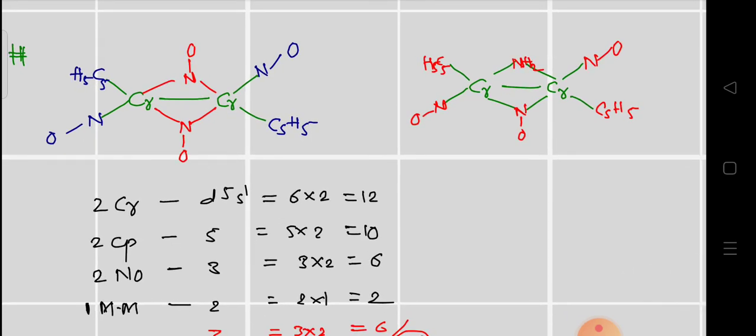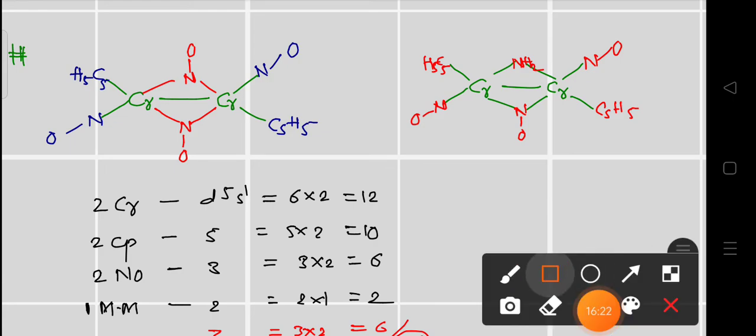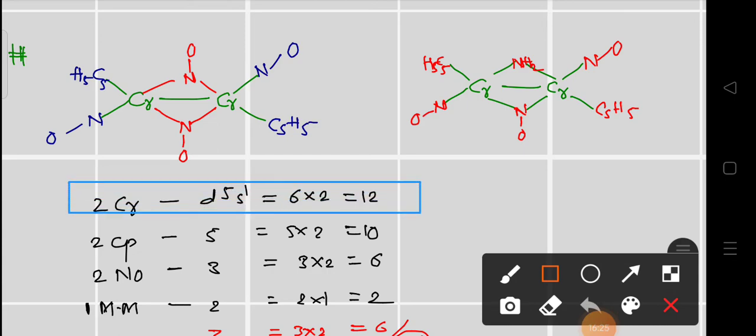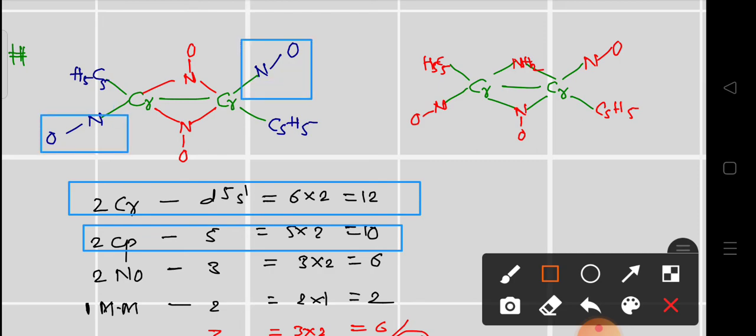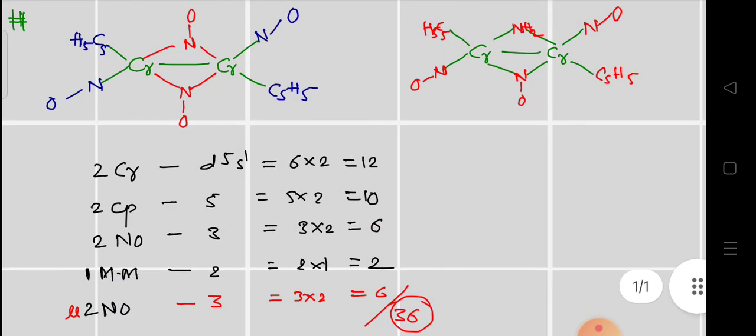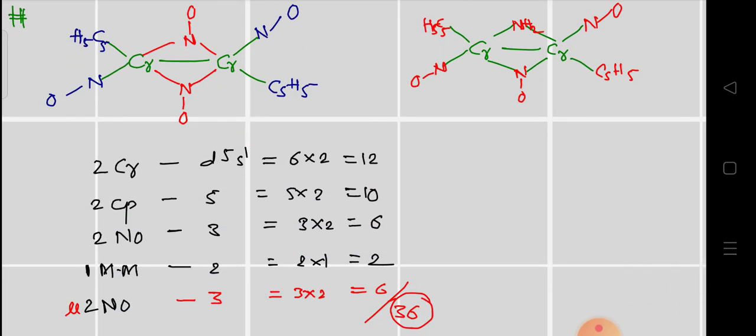First differentiate this example here. I solve this example here. Look at this one. There are two chromiums, the electron configuration should be d5s1, so 6 into 2. Then we have two Cp, that is 5 into 2. Then we have 2 NO, this NO first, this NO first, so 2 NO means 6 electrons. This is for the third step. Your last step is the bridging NO, and lastly 1 M-M bond. If you count all this together, you will get the number 36. So bridging NO is also a 3 electron donor.